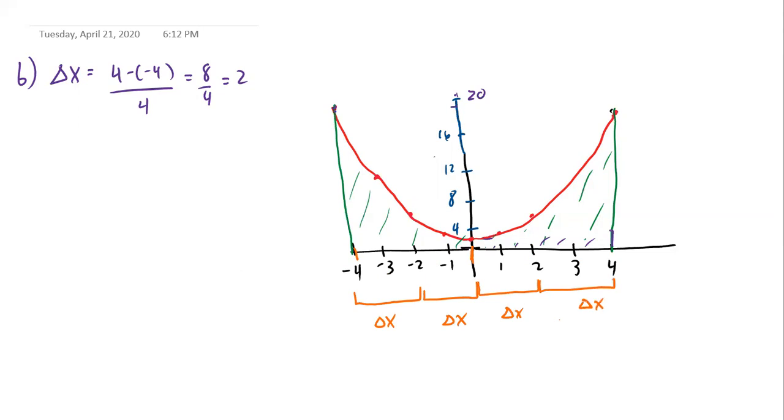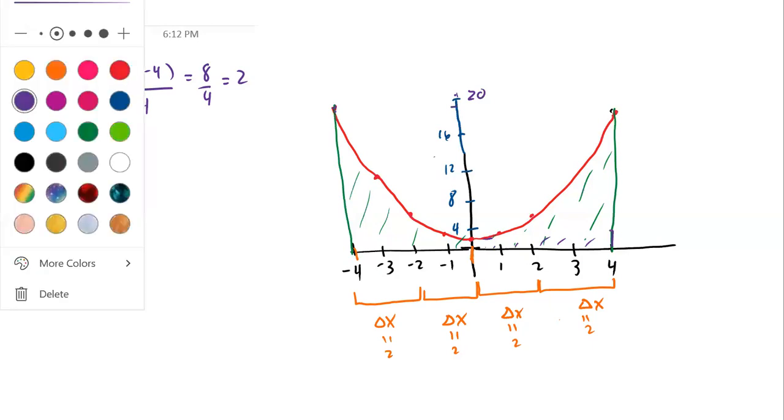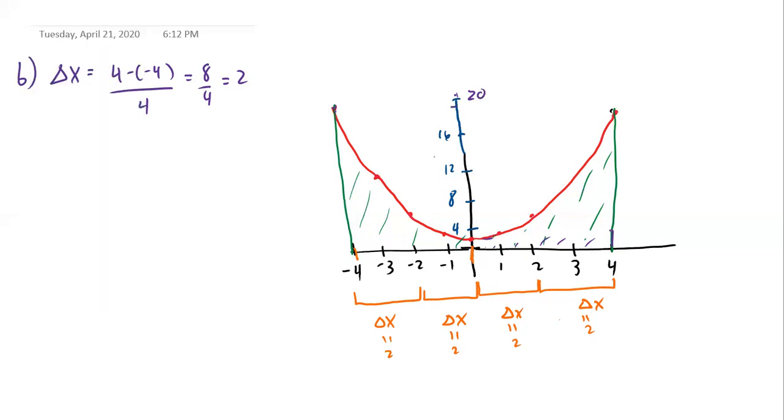And as before, each of these is 2. The length of each rectangle is going to be 2, the change in x. And again, as before, this is going to be the base of each rectangle. What's going to be changing is the height. As I mentioned in the previous example, we look at the left endpoint and use that as the height of the rectangle. So for the first subinterval, the left endpoint is -4. So again, we're going to be here at 18. That's going to be the height.